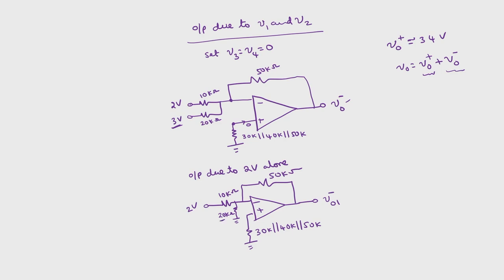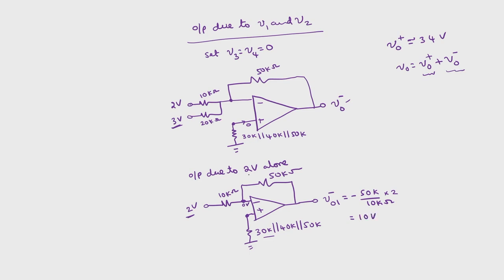Now what happens to this 20k? Because this is at 0 volts, because current is 0, V is equal to Ri, even though you have some resistance, voltage is equal to 0. This is also at 0 volts. So this 20k is between the two grounds. This is also 0 volts virtually. So between two grounds 20k is there, that you can remove. So this is a standard inverting amplifier whose gain is equal to minus Rf by R1, minus 50k by 10k times the input voltage 2 volts. This is equal to 5 into 2, 10 volts.